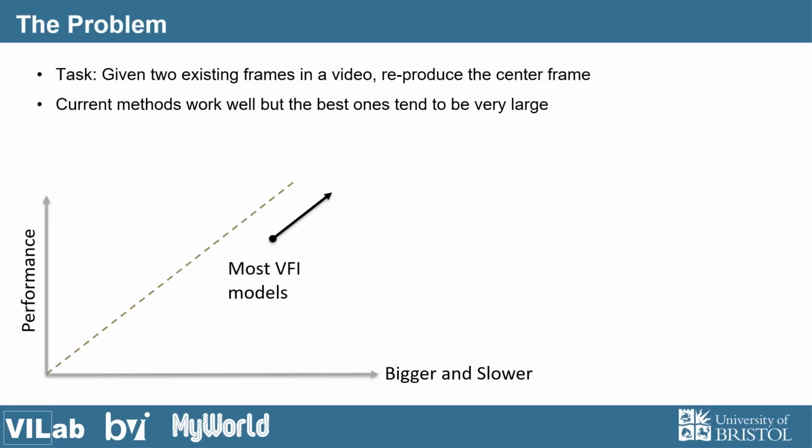The proposed problem is simple. Given two existing frames in a video, we would like to reproduce the center frame. Current deep learning approaches work well for this task, but the best ones tend to be very large and often quite slow. Ideally, we would want improvements in learning approaches to this problem to increase in performance and speed while decreasing in size. Currently, the size and speed of the best existing models limit their applications greatly. Heavy VRAM requirements prohibit deployment on consumer hardware and in consumer software. They limit the speed at which interpolation can be done and stop new use cases from being found.